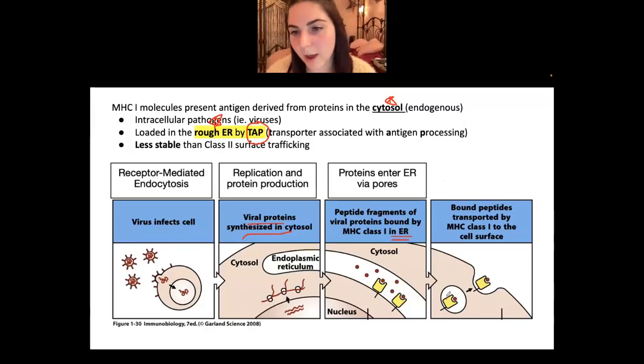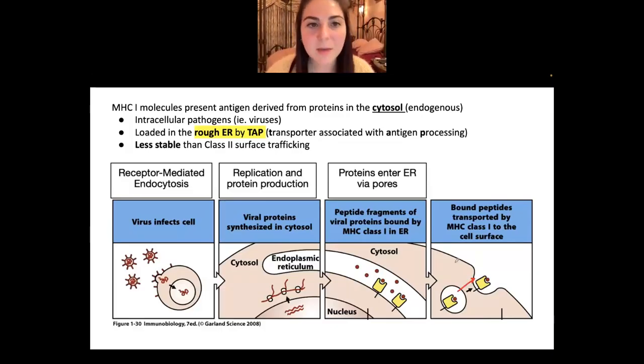And then as they make their way up to the surface, they're less stable than MHC class 2. After they're made, they have to go to the surface, right? Because they have to be on the surface so the T cells, the CD8 positive T cells, can find them. I remember that class 1 trafficking is less stable than class 2 because I think of MHC class 1 as only having one little line, whereas class 2 has two little lines. So it's more stable. That's not why, but that's good enough. You don't have to know too much more detail than that. But as it goes to the surface, it's less stable than class 2 trafficking.